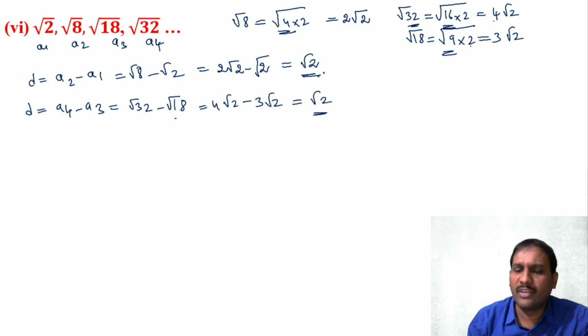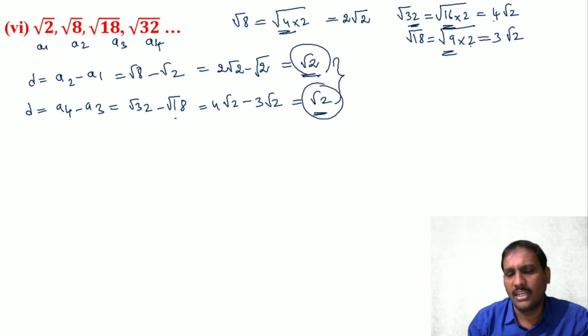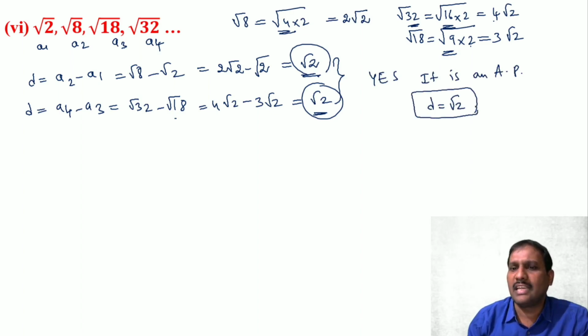So the difference between any two consecutive terms is the same. Therefore, it is an AP, arithmetic progression. And what is the common difference? The common difference is root 2.